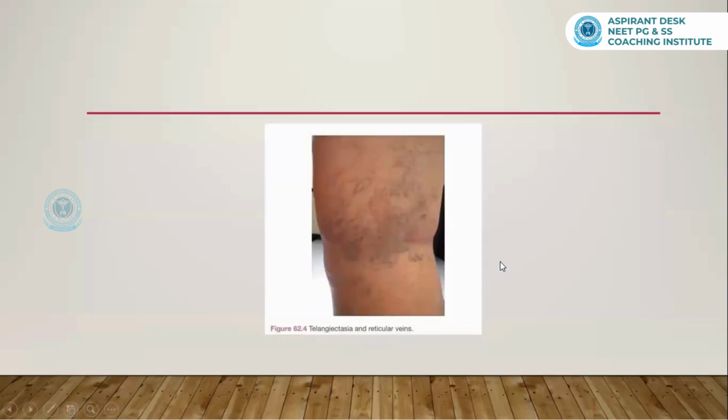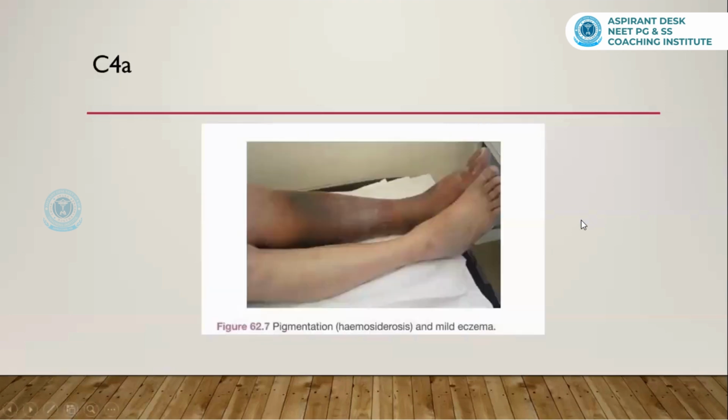So, this is a picture which is showing the telangiectasia. C2 is varicose veins. C1, telangiectasia. V for varicose veins. And 3 is edema. Okay. England. So edema. This is C4A. So fourth IPL competition.